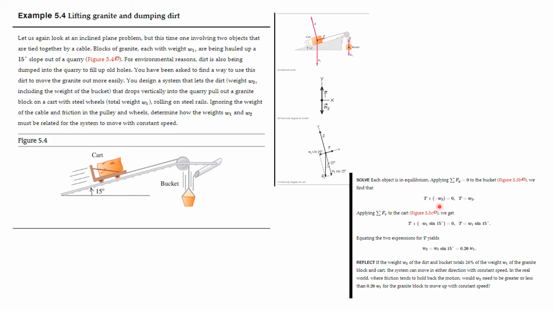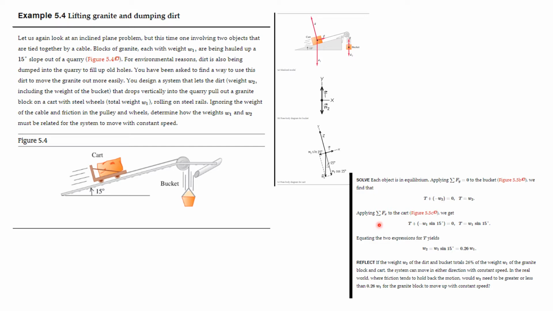Here's the diagram that we have. Looking at the up and down, the Y direction, the tension in the cable plus the weight is equal to 0. So that means the tension is the negative of the weight.